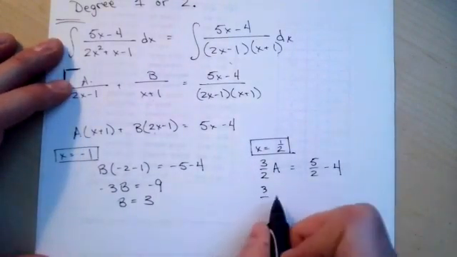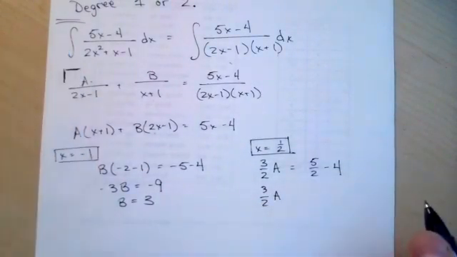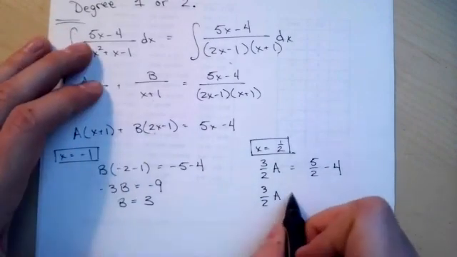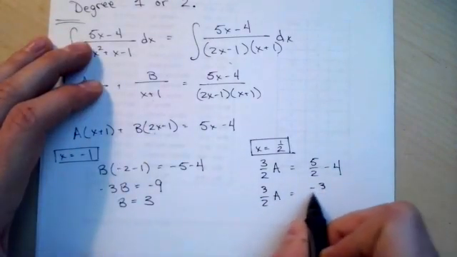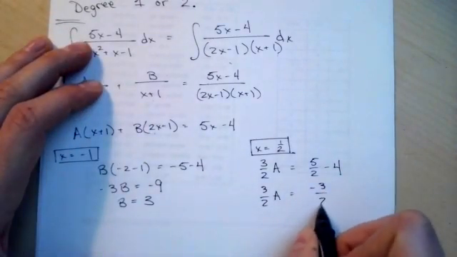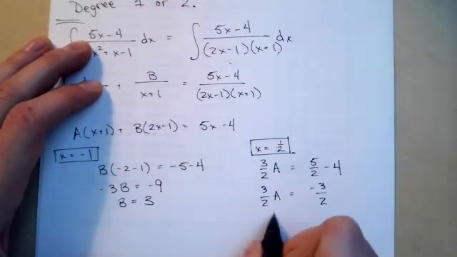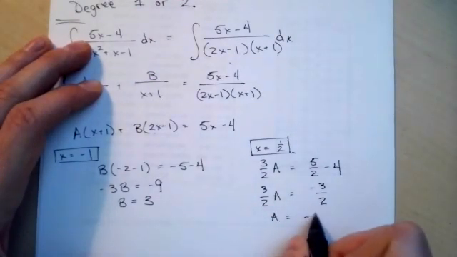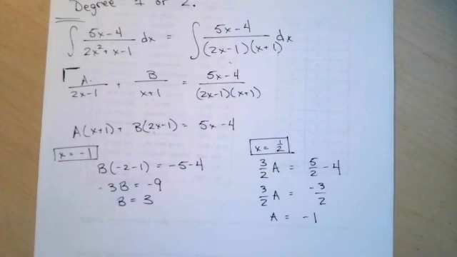So let's work that out real quick. Let's see. So 4 is 8/2. So -3/2. And then times 2/3. Nicely enough, our A is going to be -1.